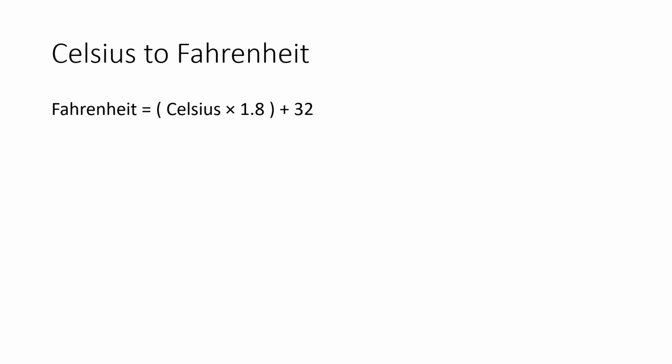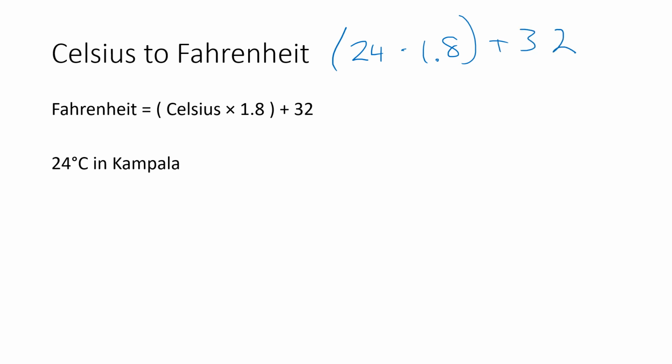Let's do another example. Now let's go from Dubai, we'll go to Kampala. We'll go down and hang out in Uganda for a while. So it's currently 24 degrees Celsius in Kampala. So let's plug that into our formula. 24 times 1.8 plus 32. Start with your multiplication. 24 times 1.8. 4 times 8 is 32. Carry your 3. 8 times 2 is 16. 16 plus 3 is 19. Add a 0 because we're starting our second row.